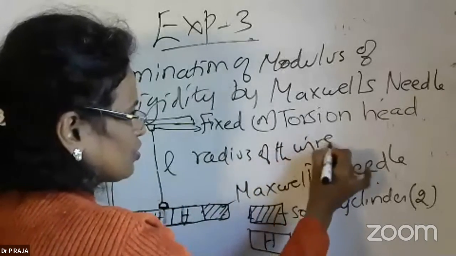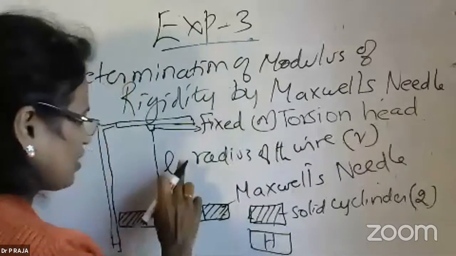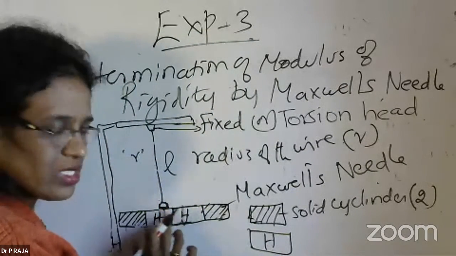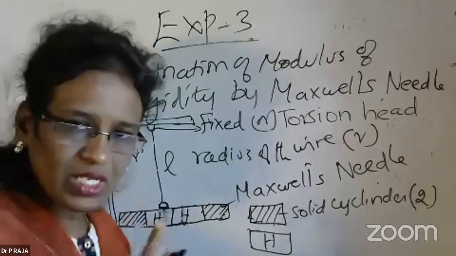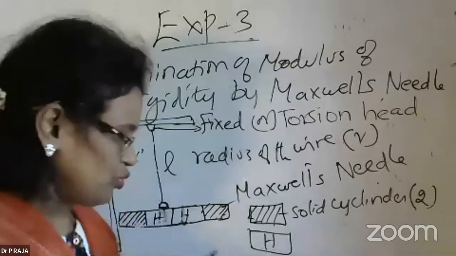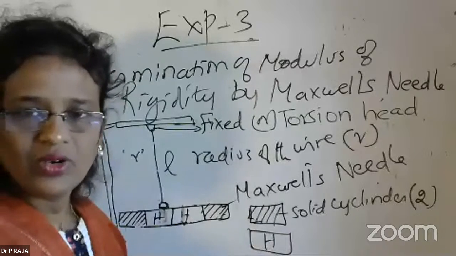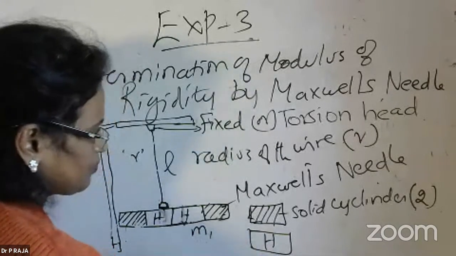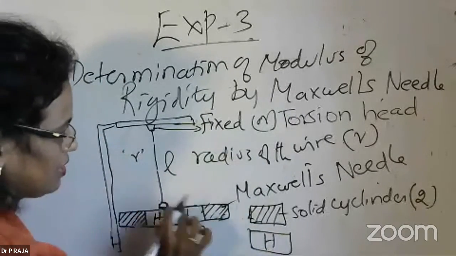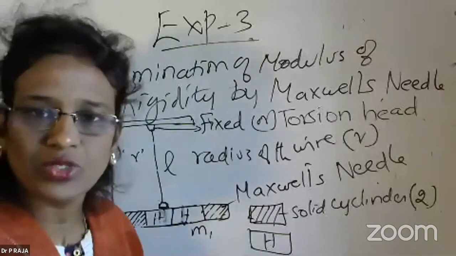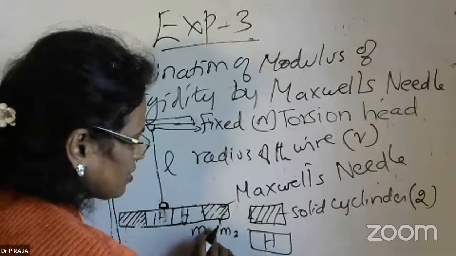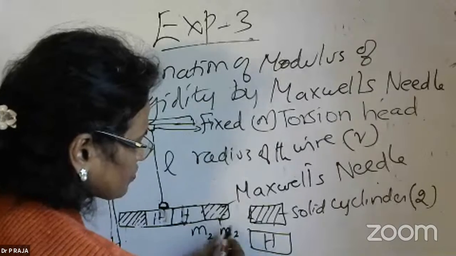The radius of the wire is given by r. You will find the radius of the wire r, and then you will take the hollow cylinder. There are two hollow cylinders. You can take one hollow cylinder and measure it. Both will have the same weight. So that will be your M1. And this solid cylinder mass, you will measure it. That will be your M2.